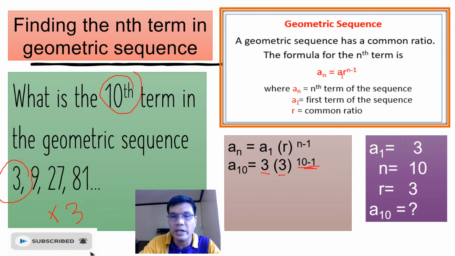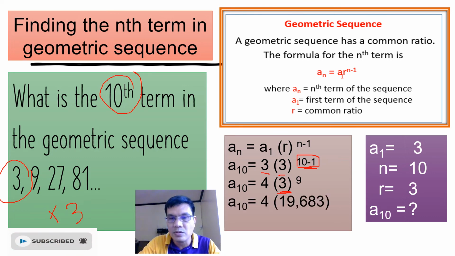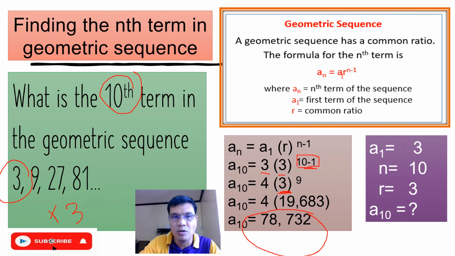So 10 minus 1. This is our first operation. 10 minus 1 is 9. And that 9 will become our exponent. So meaning, itong ating common ratio na 3 to be multiplied 9 times. So 3 times 3 times 3 times 3 times 3 times 3 times 3 times 3 times 3. That will give you the answer of 19,683 to be multiplied by 4. And the answer is 78,732. So this will be the 10th term in this series or in this geometric sequence.